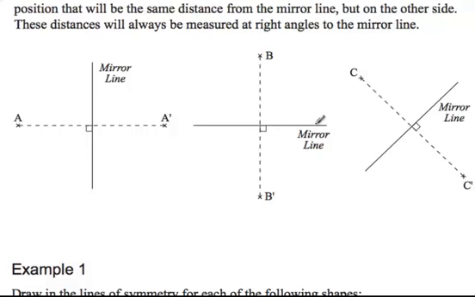So this one is a vertical mirror line, this one a horizontal mirror line. Here this one is on an angle, but the same rule applies. Originally C is here and it's a certain distance away from that mirror line. So the new one is going to be that same distance away but on the opposite side, and again perpendicular to the mirror line.